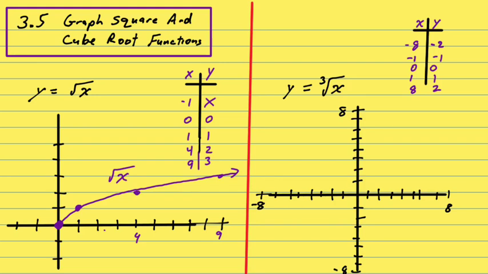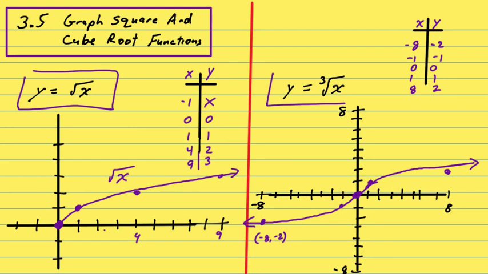So we'll plot these points. Negative 8, negative 2. Negative 1, negative 1, 0, 0, 1, 1, and then 8, 2. So it happens to curve like this. That's called concave up. Then it changes to this, which is called concave down. I'm not going to ask you about concavity, but that's a graph of the third root of x. So hopefully we know what the square root of x looks like and the third root of x looks like.